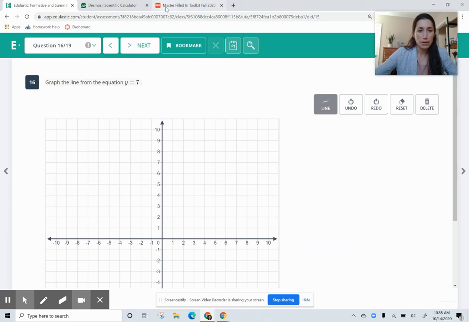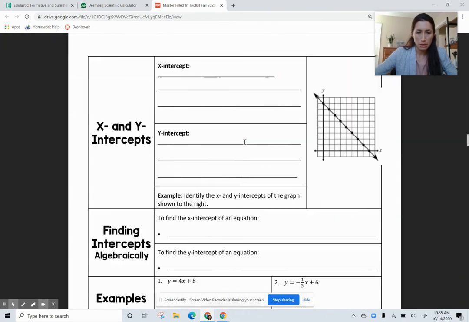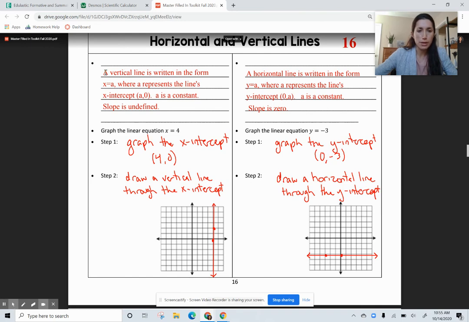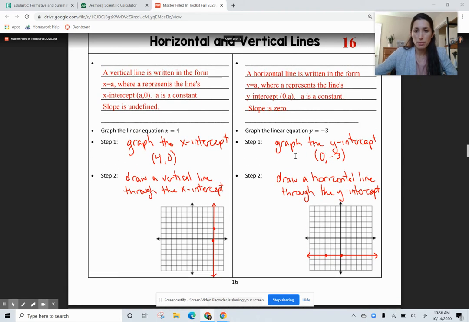y equals 7. All right, let's look back at our toolkit. What is a y equals graph? Well, let's go to this page here with horizontal and vertical lines. So we have here a vertical line is written in the form of x equals a. Okay, so that's not what we're looking for, but what we're looking for is a horizontal line. A horizontal line is written in the form of y equals a. Okay, so basically what I want to do is graph the y-intercept and then draw a horizontal line.